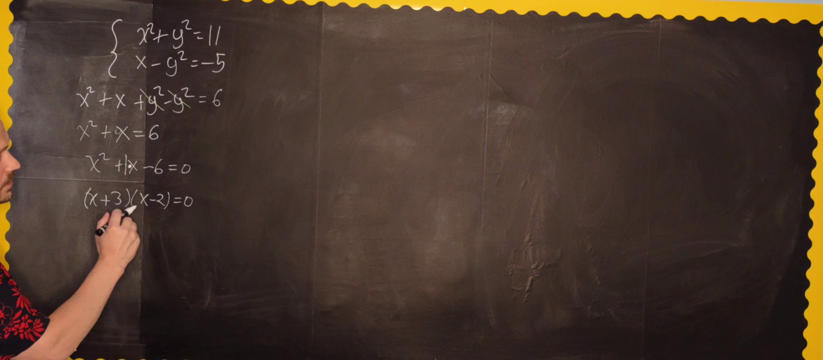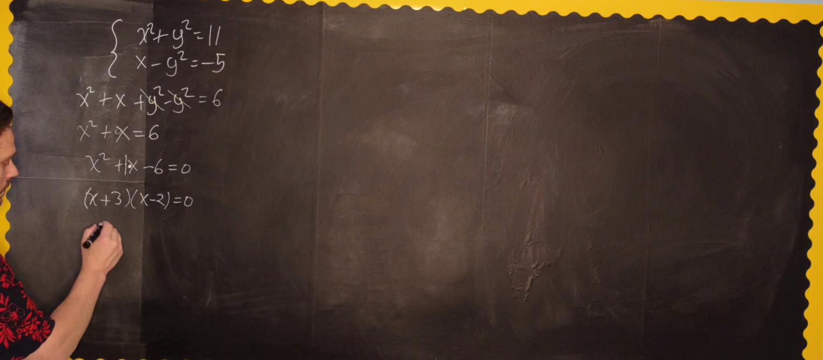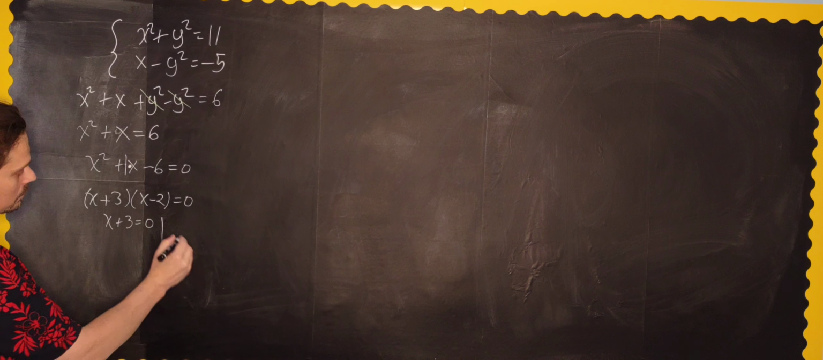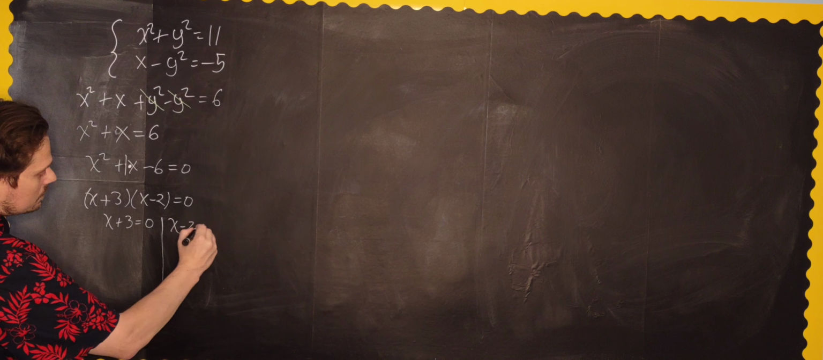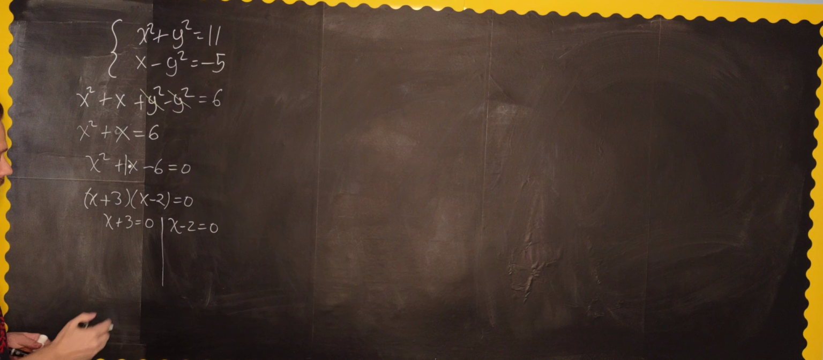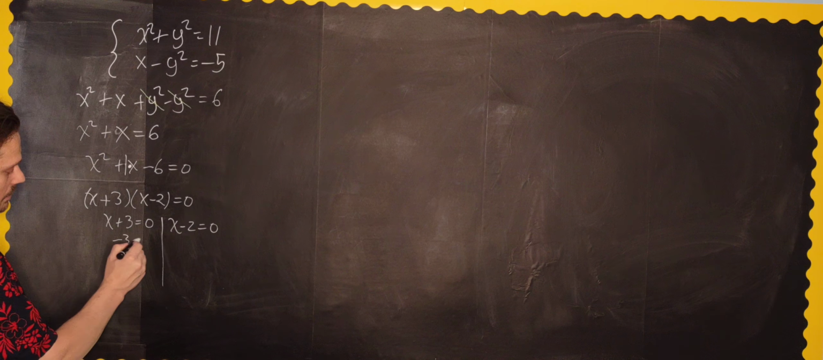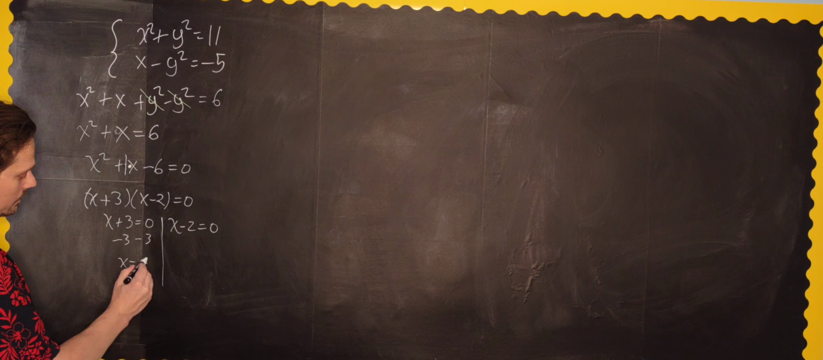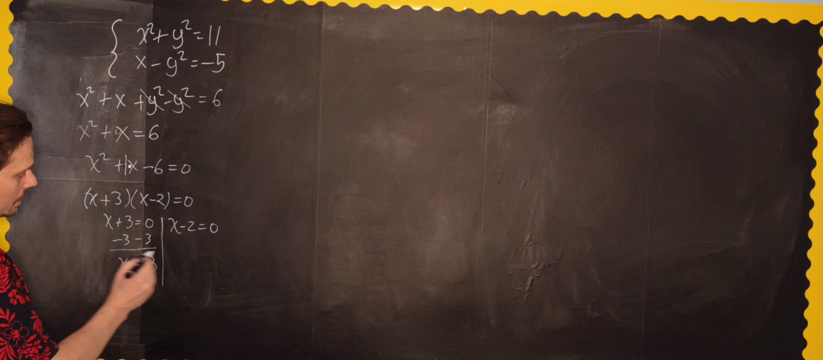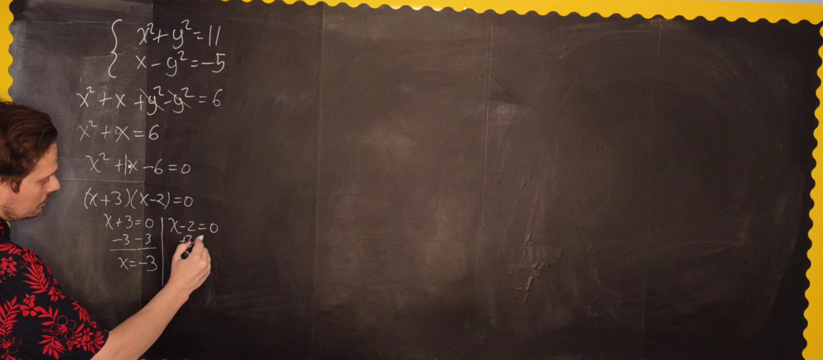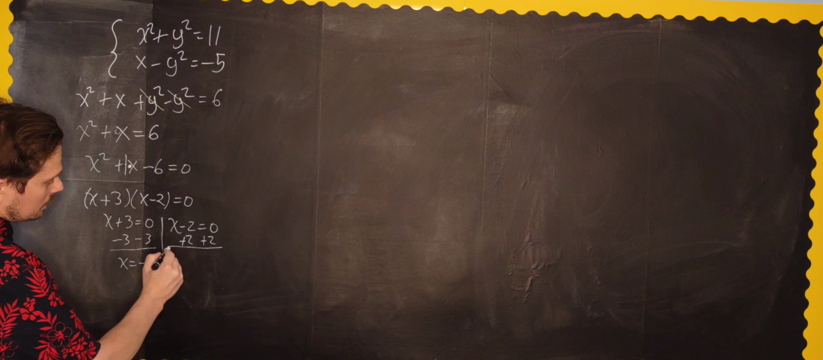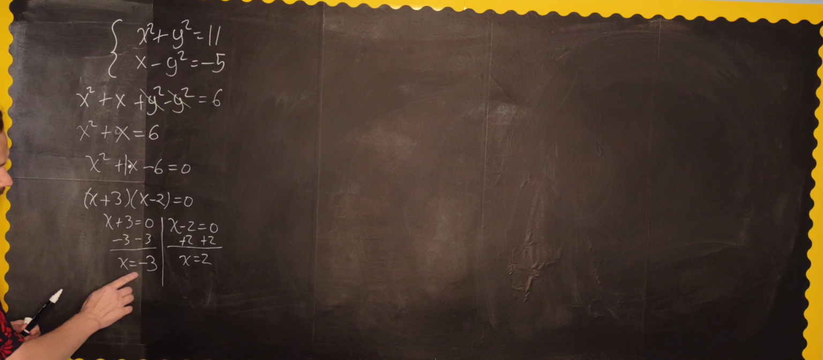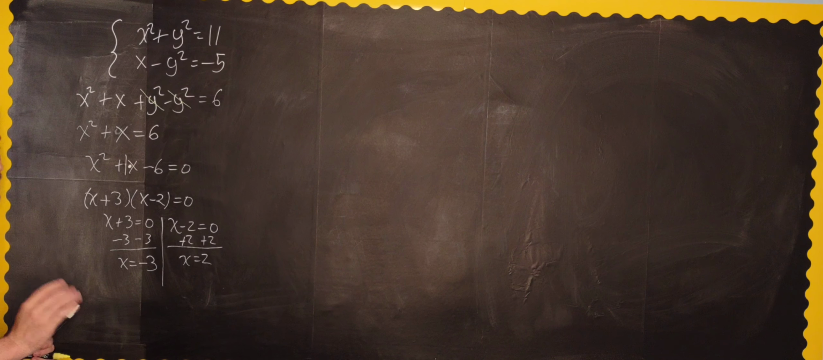Then you solve each of these by setting it equal to 0. Either x plus 3 is equal to 0 as one equation, or x minus 2 is equal to 0 as another equation. From the first equation, subtract 3 on both sides, so x is equal to negative 3. Let's be careful here. Then for the other one, add 2 on both sides, so x equals positive 2. So there are two separate values of x thus far.